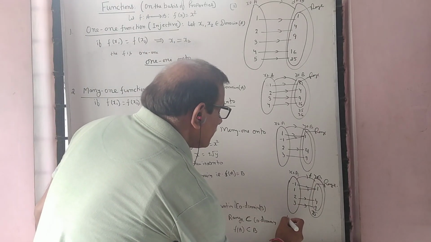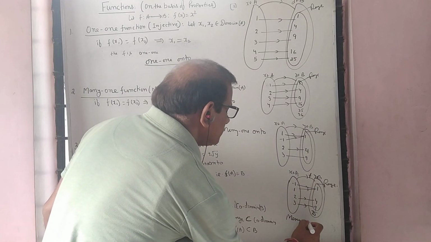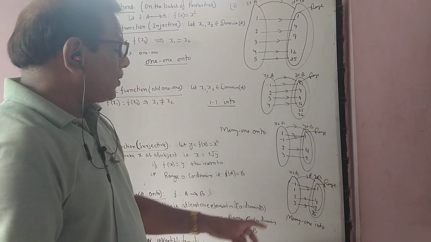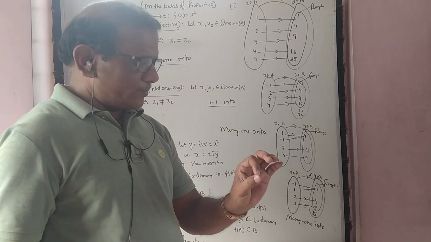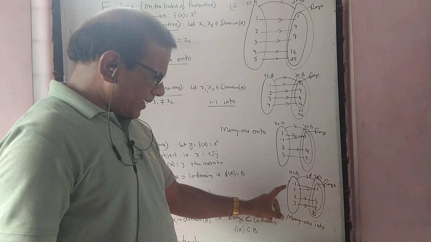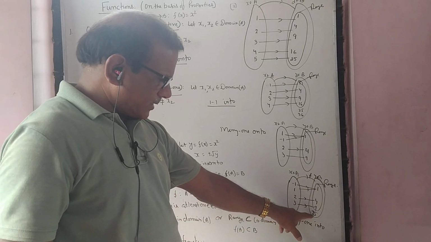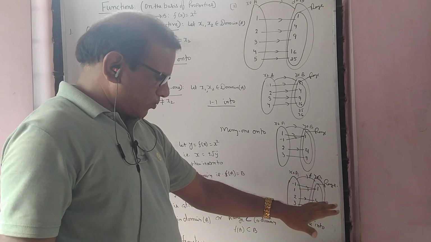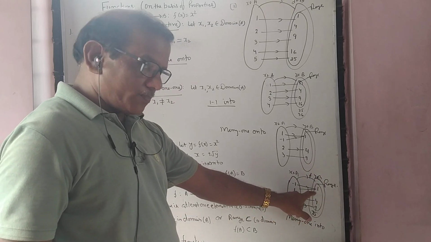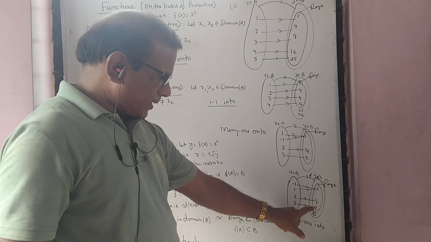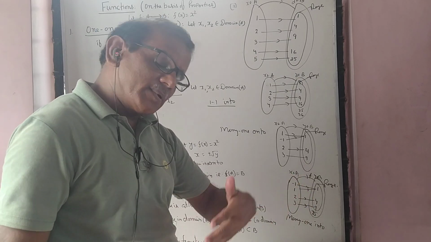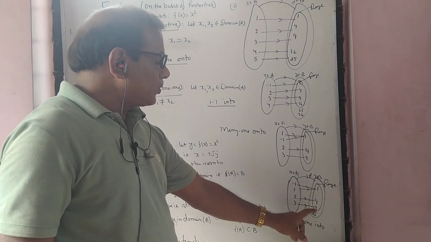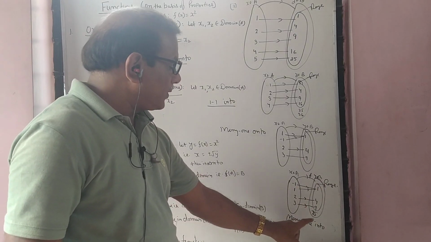This is many-one, and this is into. Different objects have the same image. It has broken the rule of one-one, so it is many-one, and here is an extra element, meaning range is a smaller set. Range contains 1, 4, 9, codomain is the bigger set. So range is a proper subset of codomain. That's why I have written only one extra, maybe many extra. So therefore this is not onto, it is an into function, many-one into.